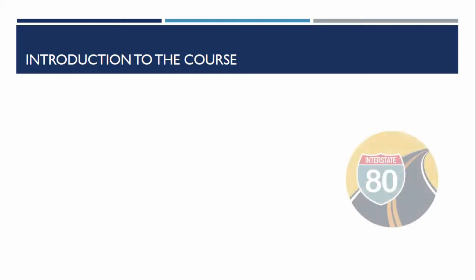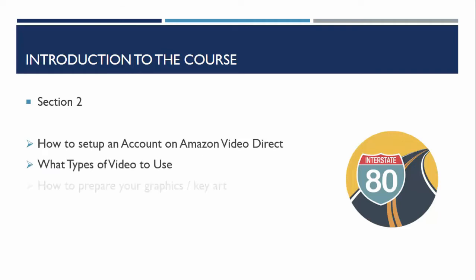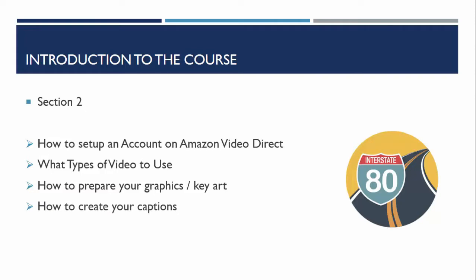Then we will go to section number 2. In section number 2 we will talk about how to set up an account on Amazon Video Direct, what types of videos we can use and how to publish them, and how to prepare your graphics, because you will need to prepare that for your videos too. We'll also cover how to create your captions. Captions are mandatory to publish videos on Amazon Video Direct, and you will see exactly how you can create them in this section. And finally, how to publish and monetize your videos on Amazon Video Direct.